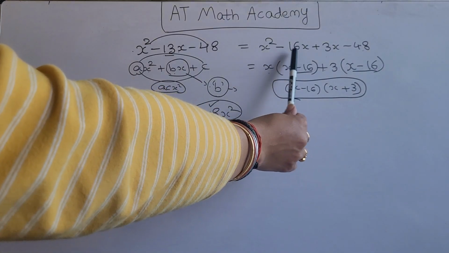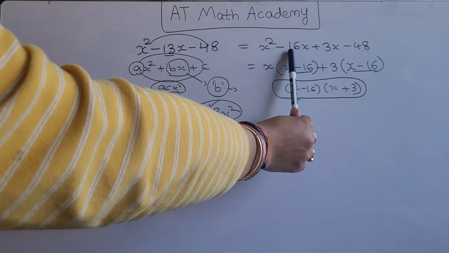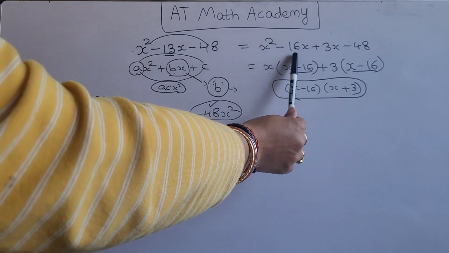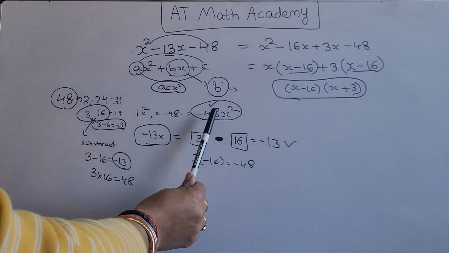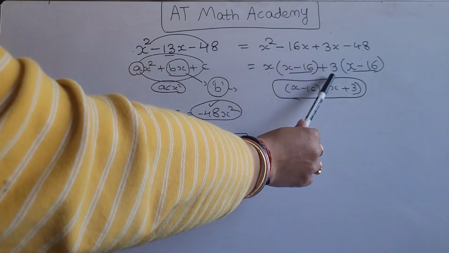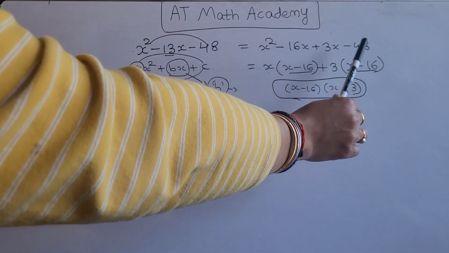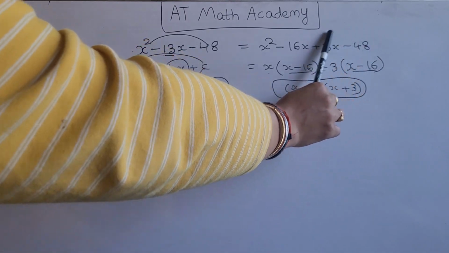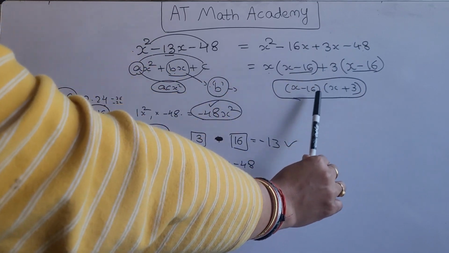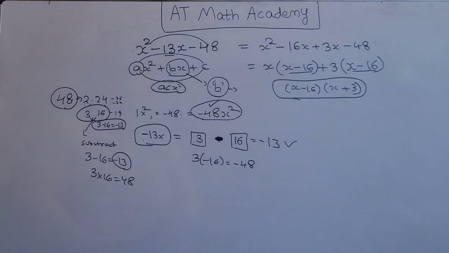So I have written minus 13x as minus 16x plus 3x. Minus 16x plus 3x is minus 13x, and minus 16x multiplied by 3x gives us the product, which is minus 48x squared. So these are the two numbers that satisfy the conditions. Here I took x as common and got x minus 16. In order to get x minus 16 in my second term, I need to take 3 as common in the two terms, 3x minus 48. From here again I took x minus 16 as common, and I'm left with x plus 3. So this is how you solve quadratic expression factorization.